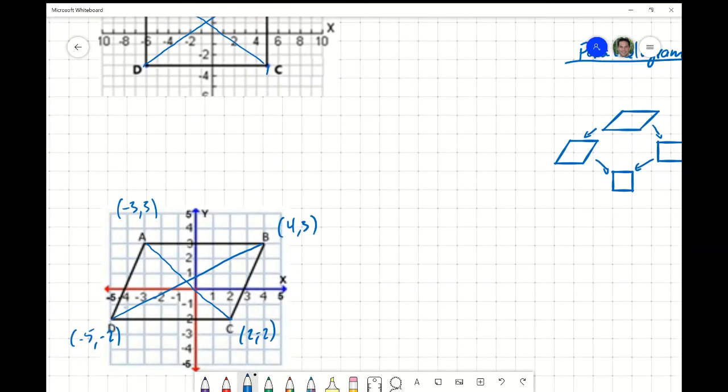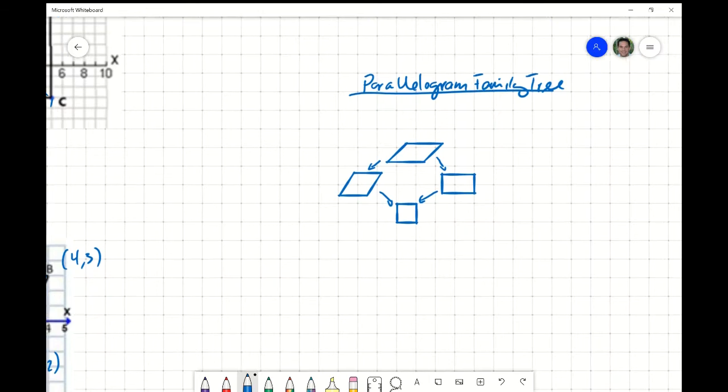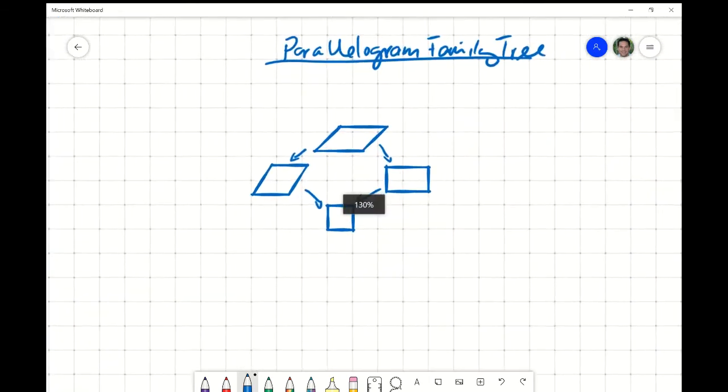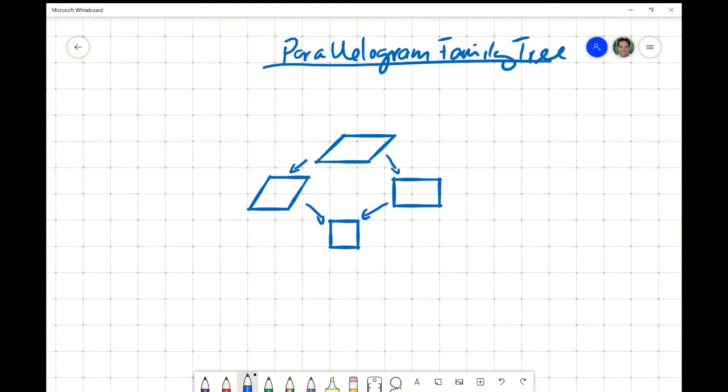Okay, so let's come over here and look at the parent parallelogram family tree. Let me just blow this up some so we can talk about this. At the very top you have what I call the parent parallelogram. All this is a family tree, so as you go down through it, this rhombus and this rectangle are going to inherit all the properties from above, and then they might add some things. The square is going to inherit some properties from everything above, and it might add something as well.